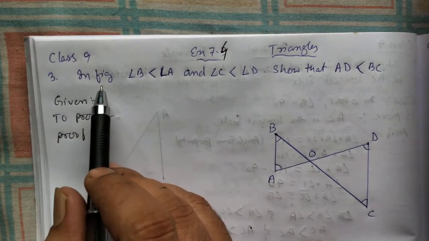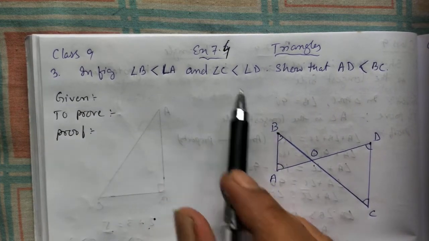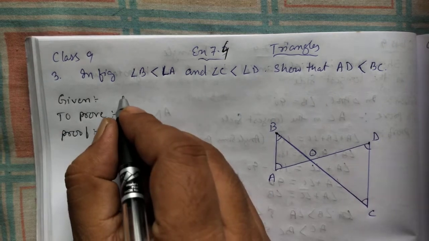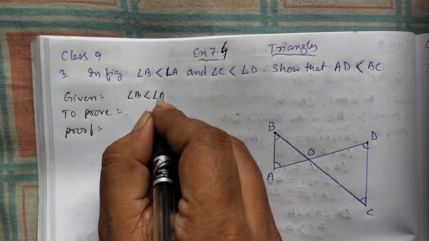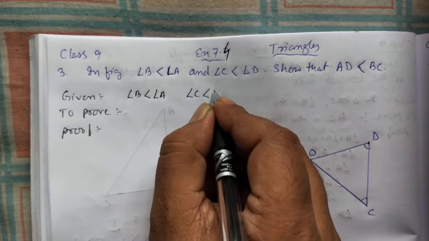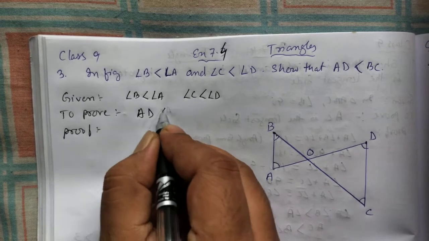7.4, Question number 3. In the given figure, angle B is greater than angle A and angle C is greater than angle D. You can write whatever is given. Sorry, angle B is less than angle A and angle C is less than angle D. You are going to prove AD is less than BC.